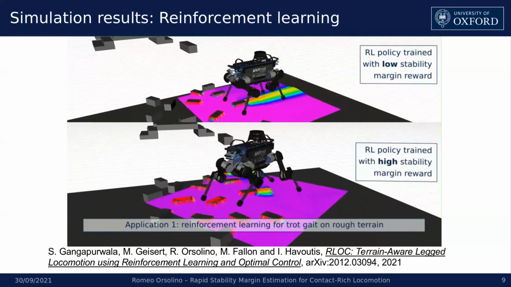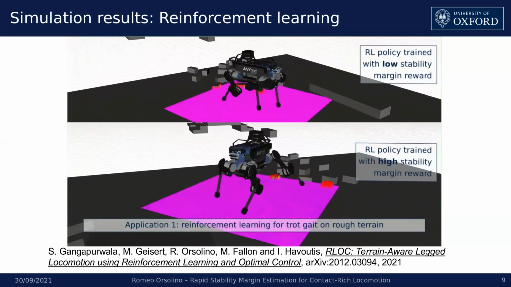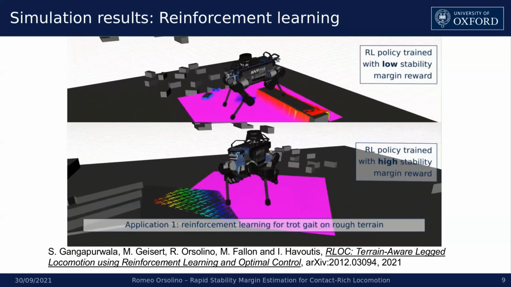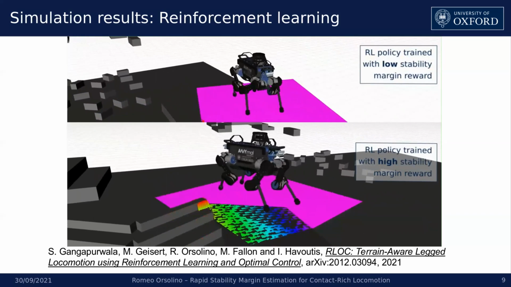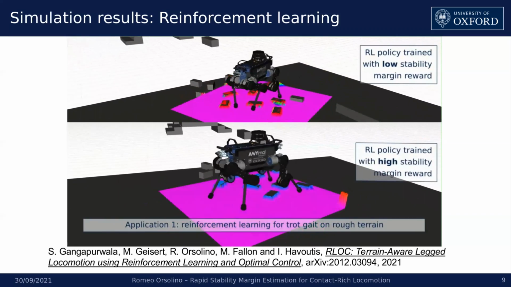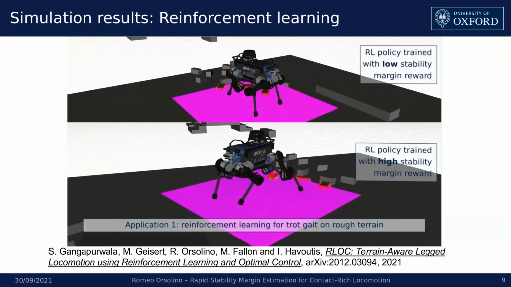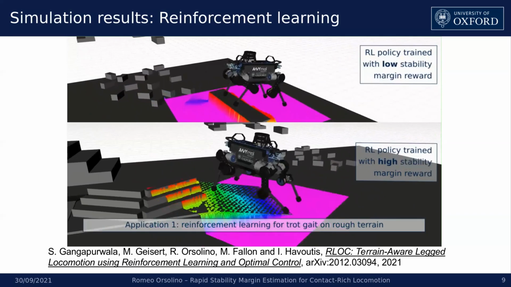As you can see in this video, the robot is able to achieve a dynamic trot on a rough terrain thanks to a wider stance of the footholds that comes as a direct consequence of the maximization of the stability margin reward. For more details about the RL policy and hardware results, please refer to the Harlock paper by my colleague Siddhant Gangapurwala.